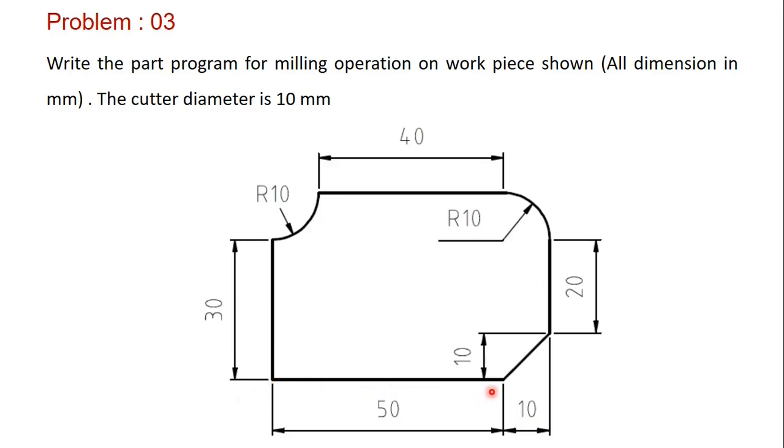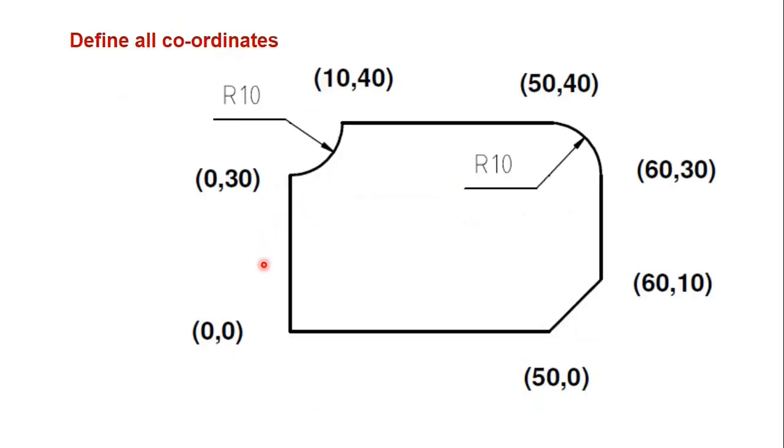So this is 50 mm straight, then there is a taper of 10 mm straight, 20, again there is a circular of radius 10, straight, then circular, and then again straight. So like this, the milling operation has to be performed along this side of the workpiece. So let's see. What was the first step?